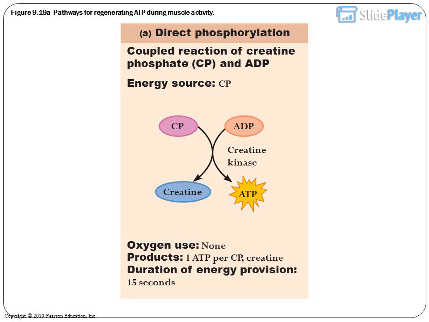Figure 9.19a: pathways for regenerating ATP during muscle activity. Coupled reaction of creatine phosphate, CP, and ADP. Energy source: CP. A. Direct phosphorylation. Oxygen use: none. Products: 1 ATP per CP, creatine. Duration of energy provision: 15 seconds. Creatine kinase, ADP, CP, ATP.